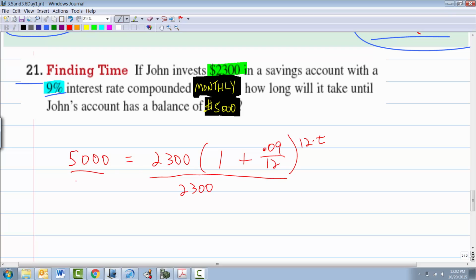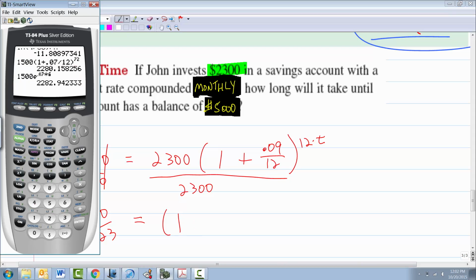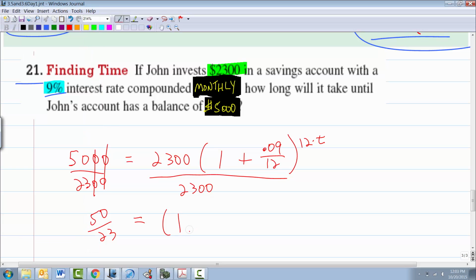I have to change this exponent after I clean it up into a what? You know what? I'm not even going to round. And 23 doesn't round with 50 anyway. But what I will have to do is type this 0.09 divided by 12. Do you round this? Do you round this at all? I don't care how many spaces that goes out. You do not round that number in there. Do not do it. Okay?